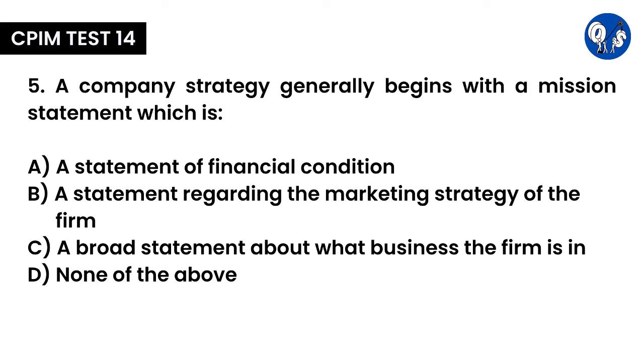Question number 5. A company strategy generally begins with a mission statement, which is A. A statement of financial condition. B. A statement regarding the marketing strategy of the firm. C. A broad statement about what business the firm is in. D. None of the above. Here the correct answer is C.